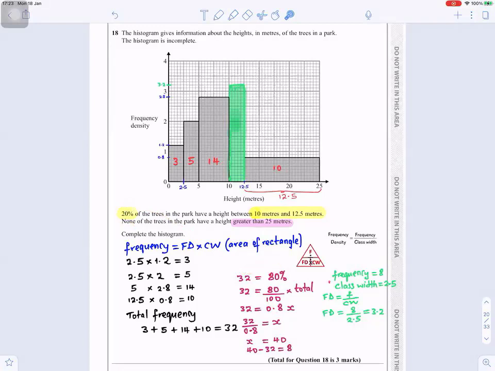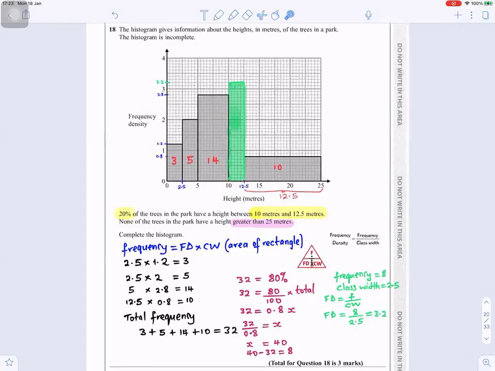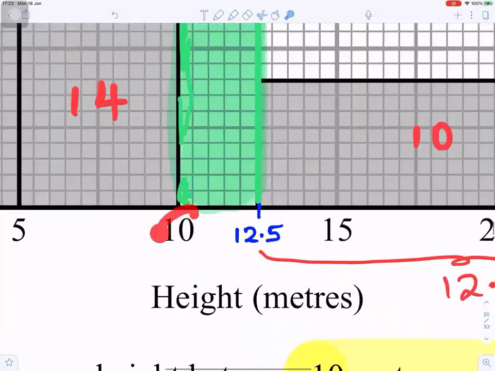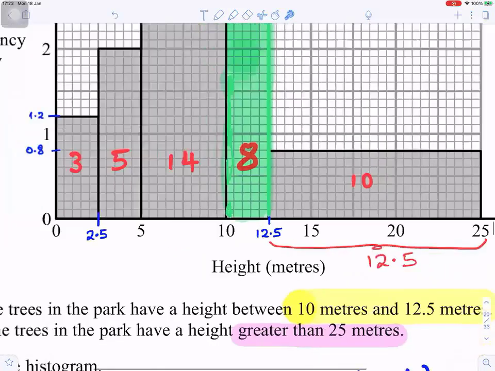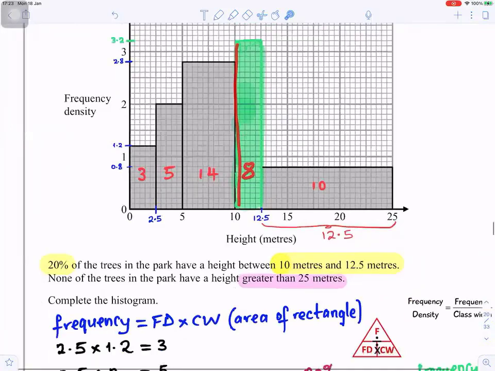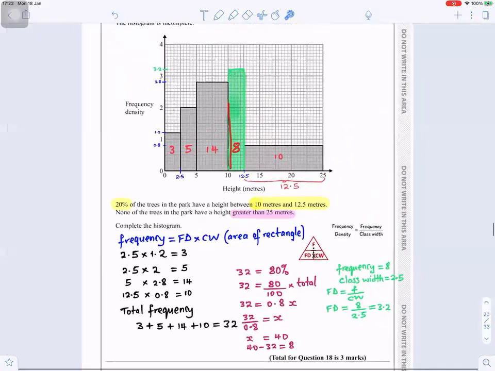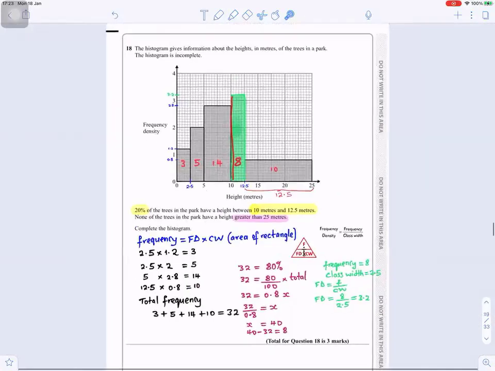Now we know the frequency is 8. The class width is 2.5, because if you look there, it goes from 10 to 12.5. So that's the class width, 2.5. And we know the frequency is 8. How do we get the frequency density, which is the height? So what we want to do now is to multiply.